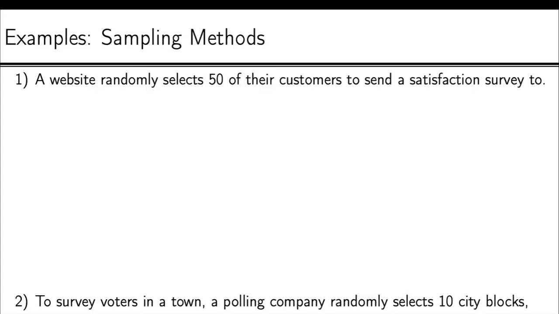Okay, we've got here a website randomly selecting 50 of their customers to send a satisfaction survey. So there's no groups here. We're not picking every nth visitor to the website or anything. We're just randomly picking. Okay, and so randomly picking something, that is a simple random sample.